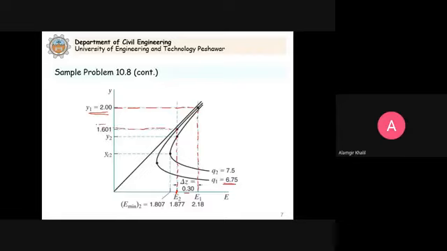This was the answer, 1.601. This is what we calculated, that the depth Y2 is 1.601. Clear? And for that you can also calculate YC. Here you can calculate YC.